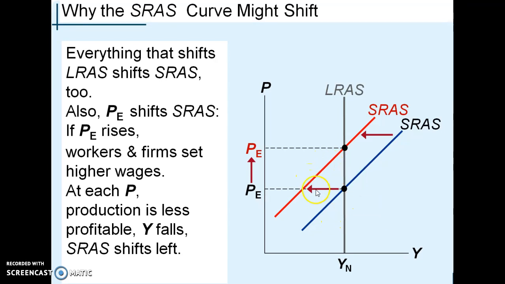So that's important for driving our short-run and long-run models, that when expectations of price levels change, it affects the profitability for the firms, which then shifts the curve either to the left if prices are expected to be higher, or to the right if expected prices were to be lower in the economy. So changes in expectations of price levels can shift the short-run aggregate supply curve.